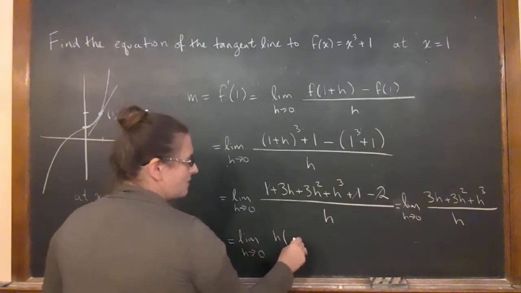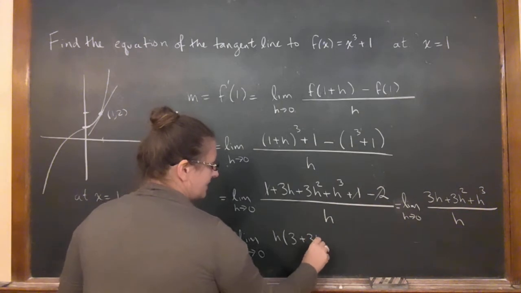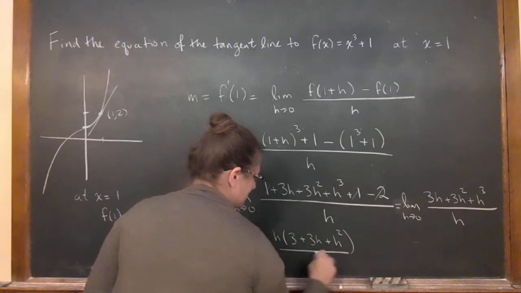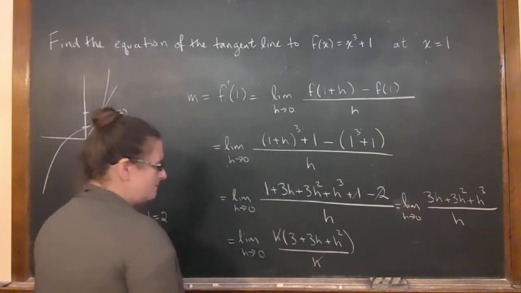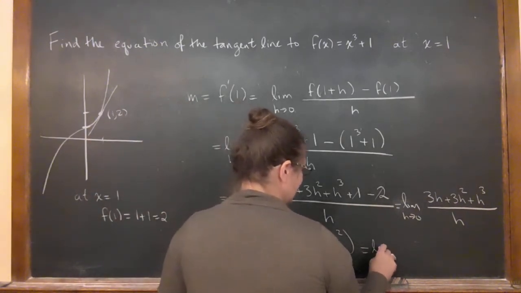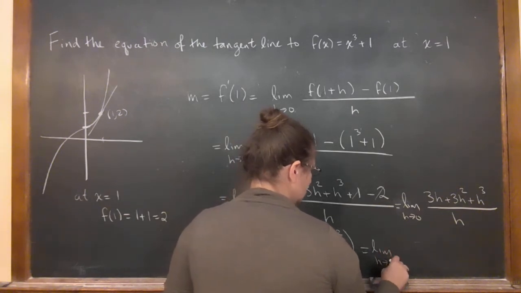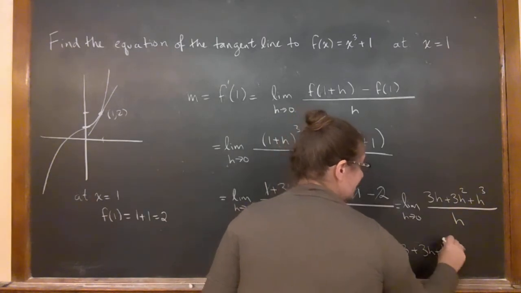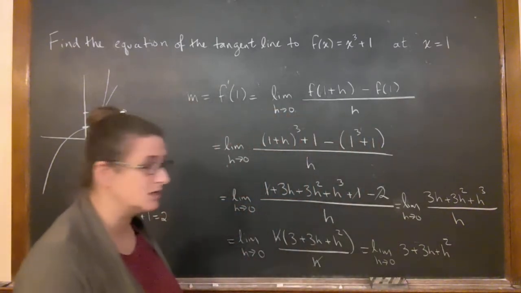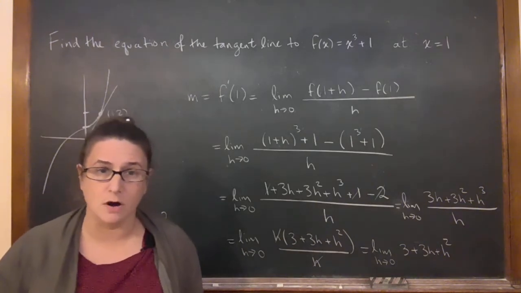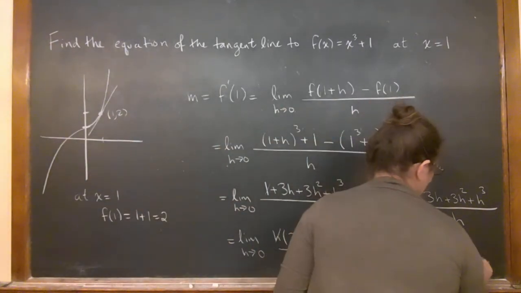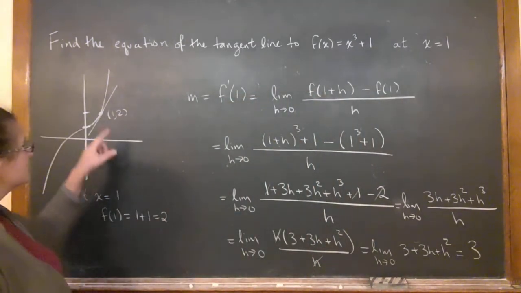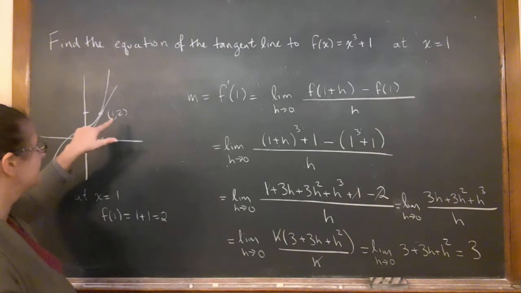So I can even write it carefully like this. H pulled out, 3 plus 3h plus h squared, over h. The h's cancel. Now I have a very nice easy limit to do, right? Limit as h goes to 0 of 3 plus 3h plus h squared. Now, when I put in h equals 0, I no longer have 0 over 0. In fact, I get 3 plus 0 plus 0, so I get 3. So that's going to tell me that the slope of my line is 3.